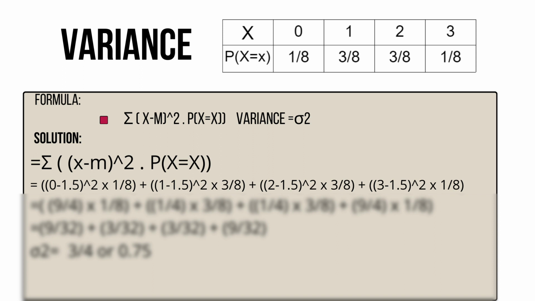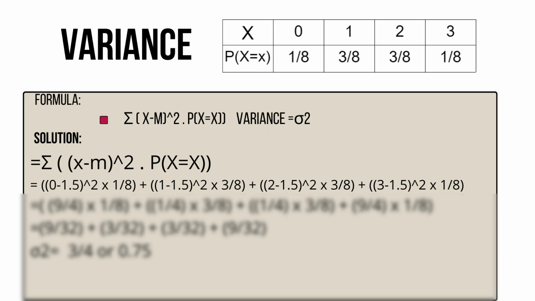Next parenthesis, 1, which is the second frequency on the given table, minus our mu or our mean, 1.5, squared, times 3 over 8. On the third parenthesis, 2 minus 1.5 squared, multiplied by 3 over 8, and last parenthesis, 3 minus 1.5 squared, multiplied by its corresponding probability, which is 1 over 8.